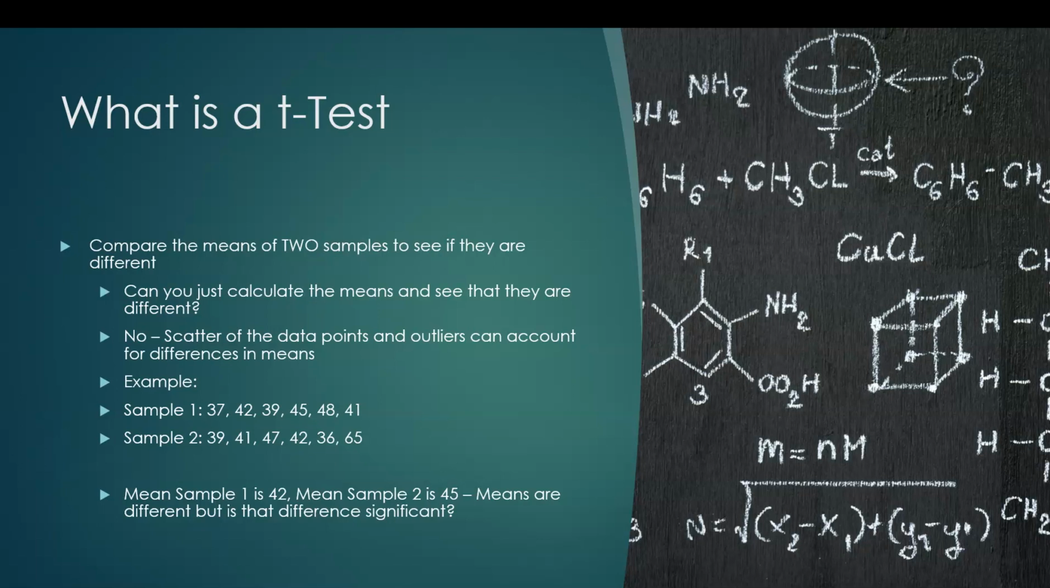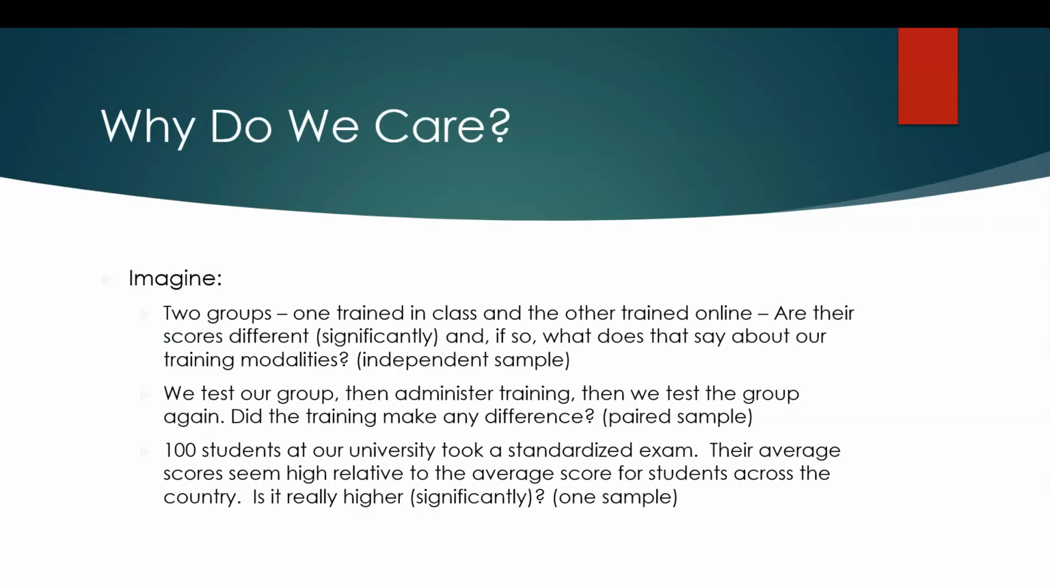So here's an example. I've got two samples. The first one, I've got the values 37, 42, 39, 45, 48, and 41. And in the second sample, I've got 39, 41, 47, 42, 36, and 65. When I calculate the mean of sample 1 versus sample 2, the mean of sample 1 is 42, and the mean of sample 2 is 45. So right away, I can tell you that the means are different. But what I can't tell you is whether that difference is significant. Okay. Well, why do we care?